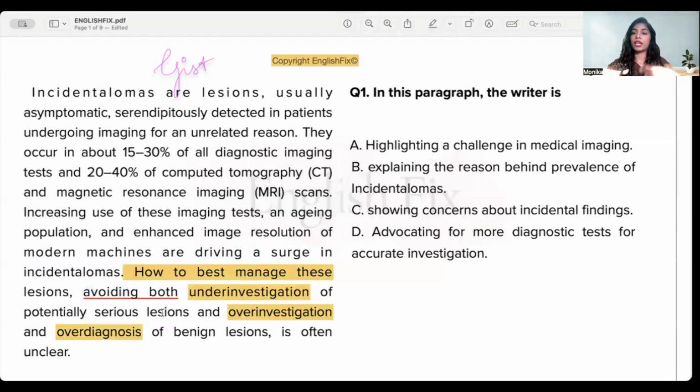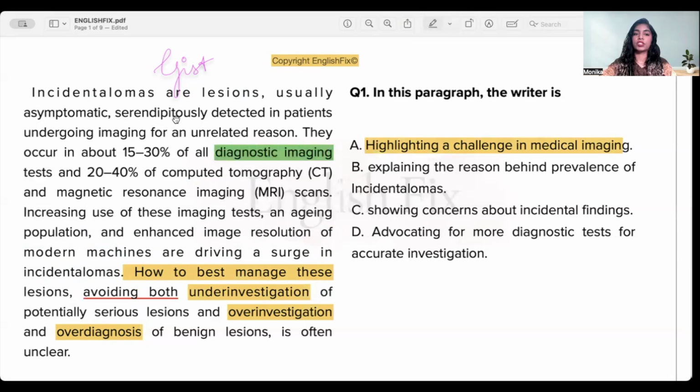So the problem lies in the tests that they have mentioned that they are using to diagnose, detect, find out, identify these incidental lomas. Because of this, when I look at my answer option A, which says that they are highlighting a challenge, a problem, an issue. Yes. In medical imaging, yes, all of these imaging, diagnostic imaging that they have talked about here, that's basically what I mean.